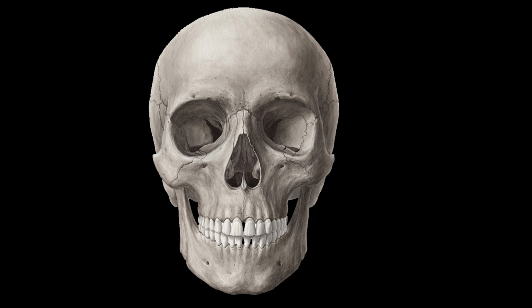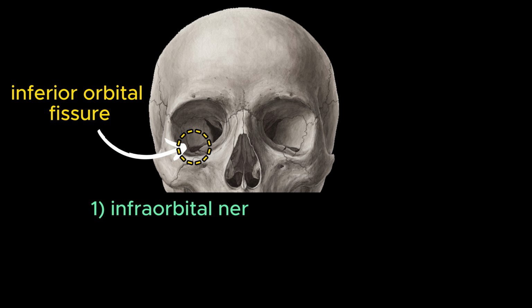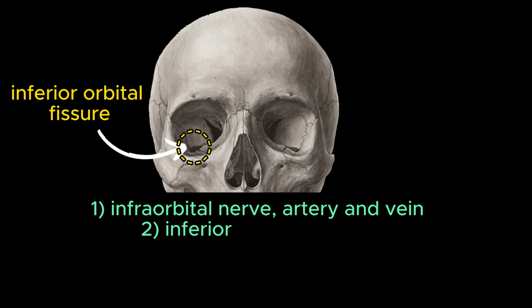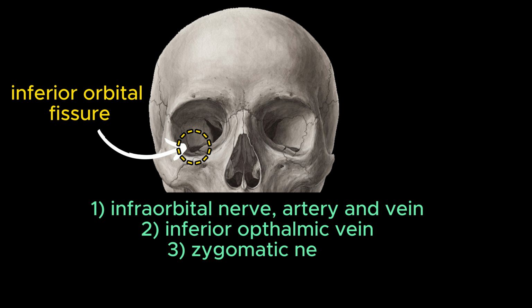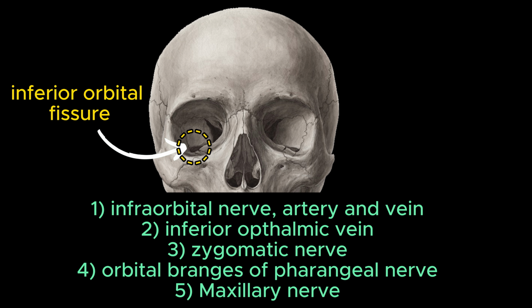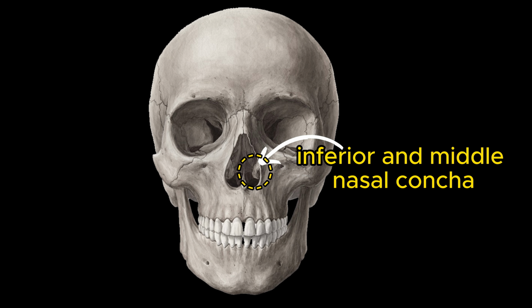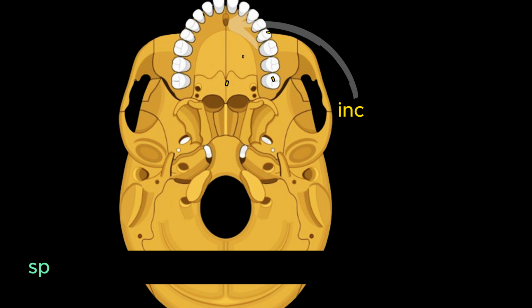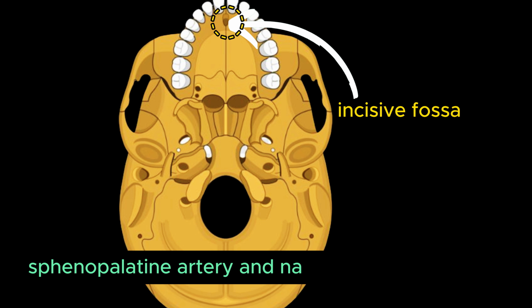It also has the inferior orbital fissure. It allows the passageway of the infraorbital nerve, artery, and vein, inferior ophthalmic vein, zygomatic nerve, orbital branches of the pharyngeal nerve, and maxillary nerve. It also has the inferior and middle nasal concha. Lastly, it contains the incisive fossa, which carries the sphenopalatine artery and the nasopalatine nerve.